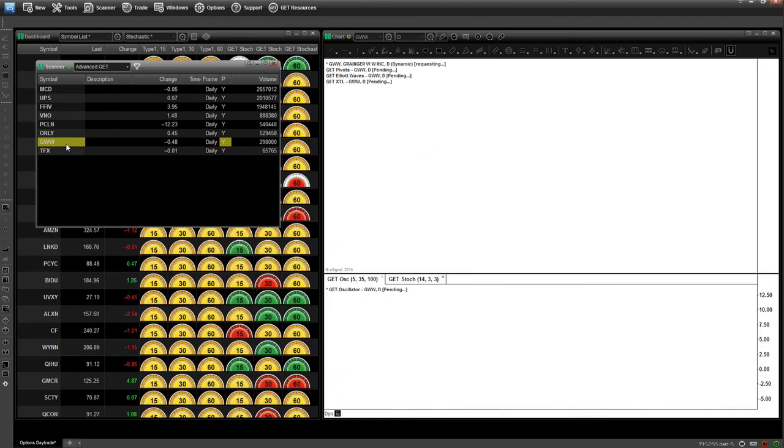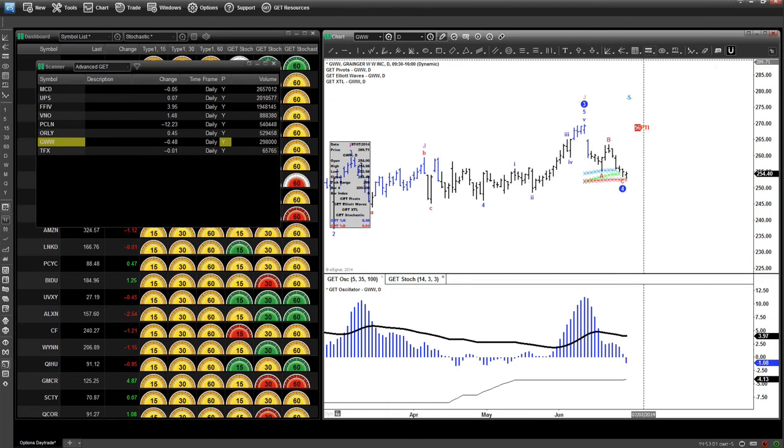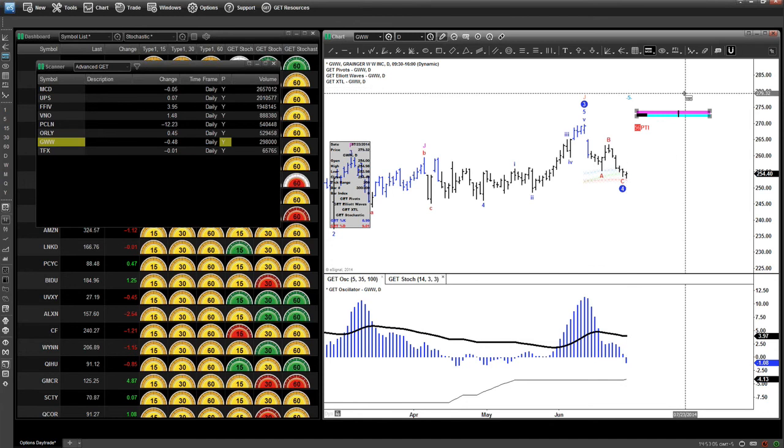Here's GWW. This is now on a daily chart. You'll see that wave 4 coming down there. We're testing that red channel. The oscillator's at 0. Put a mob up there. Boom. 275. Now, this one right here is an example of a good type 1 trade setup, Granger.